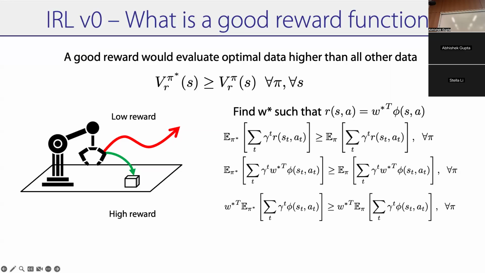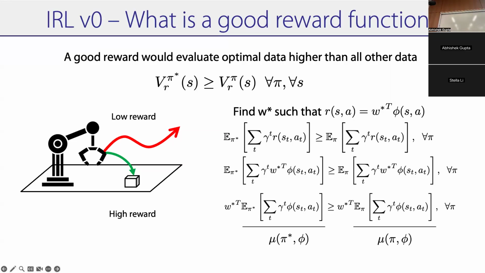And then you can say that your values are linear in these expected features. Let's call them mu pi star and mu pi. Is it always valid to assume that it's going to be a linear combination of features? No, only under our assumption of linearity of the reward. If the reward is not linear, then you can't do that.